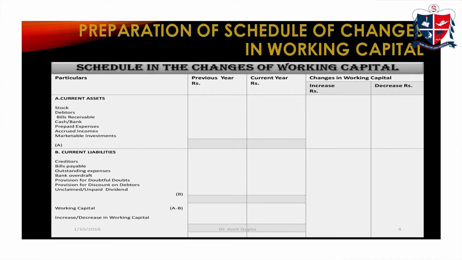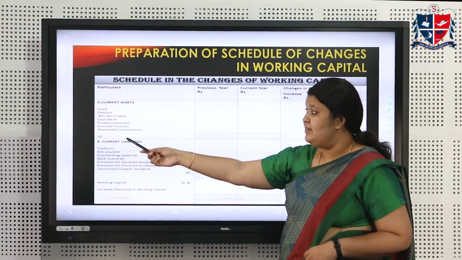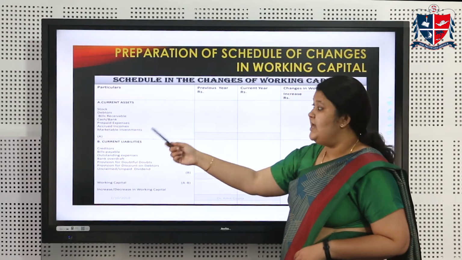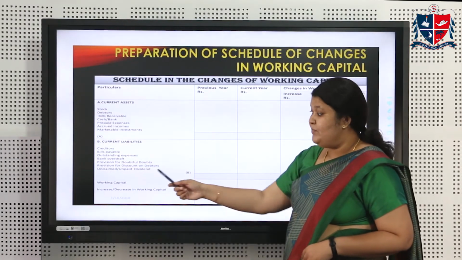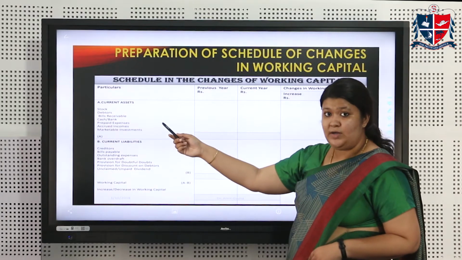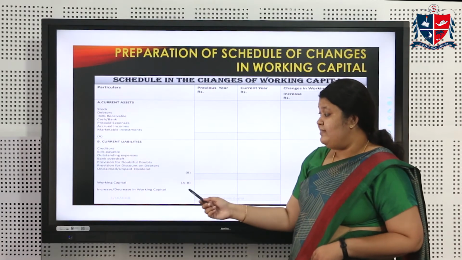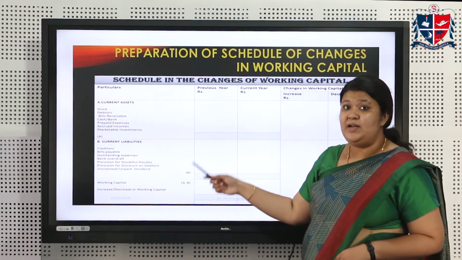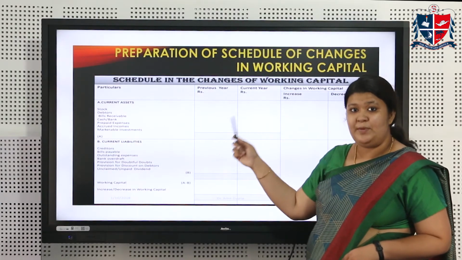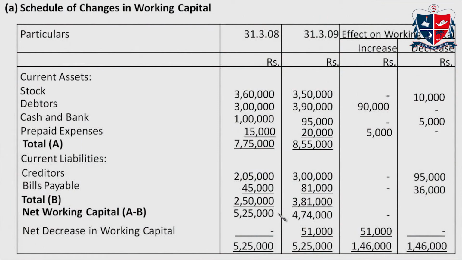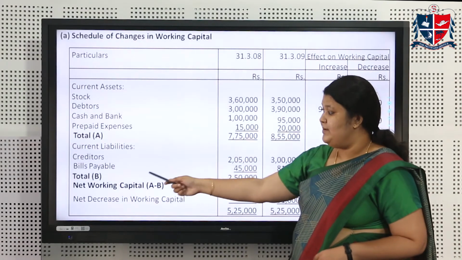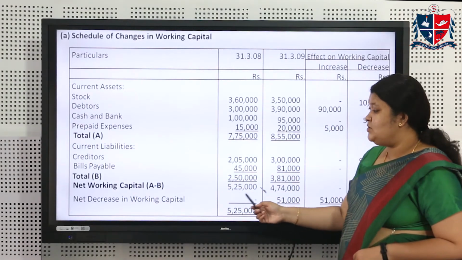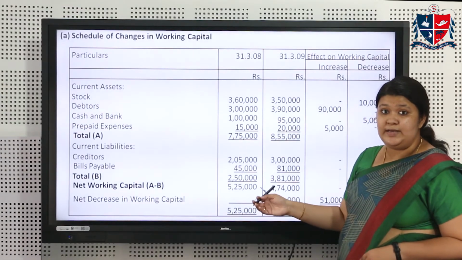This is the format for the preparation of the schedule of changes in working capital. Here we list out the current assets, and then the total of the current assets, and then we list out the current liabilities, and the total of the current liabilities. The working capital will be the difference between the total of current assets and current liabilities. And then we find out whether the working capital has increased or decreased compared to the previous year. This is an example of a schedule of changes in working capital. In this, we can see various current assets, their total, various current liabilities and their total. And we have also found out whether there is a net increase or decrease in working capital.